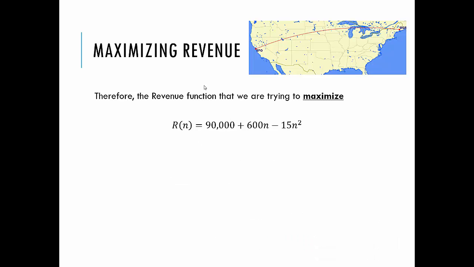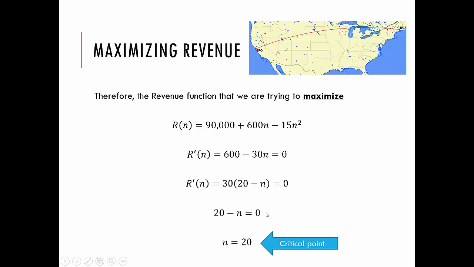Okay, remember what we're doing. We're maximizing revenue, and this was our revenue function. So how do we find the max? We take the derivative. The derivative is 600, minus 2 times 15, 30n. We set it equal to 0, and then we solve this for n, which gives us the number of price reductions that would maximize revenue. I factored out a 30, so it makes it easy to see that this piece right here equals 0 when n equals 20. So that's my critical point.